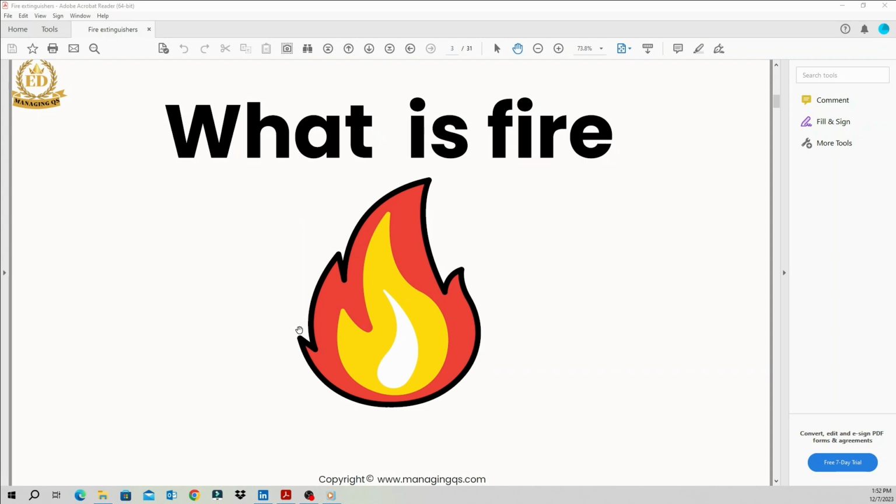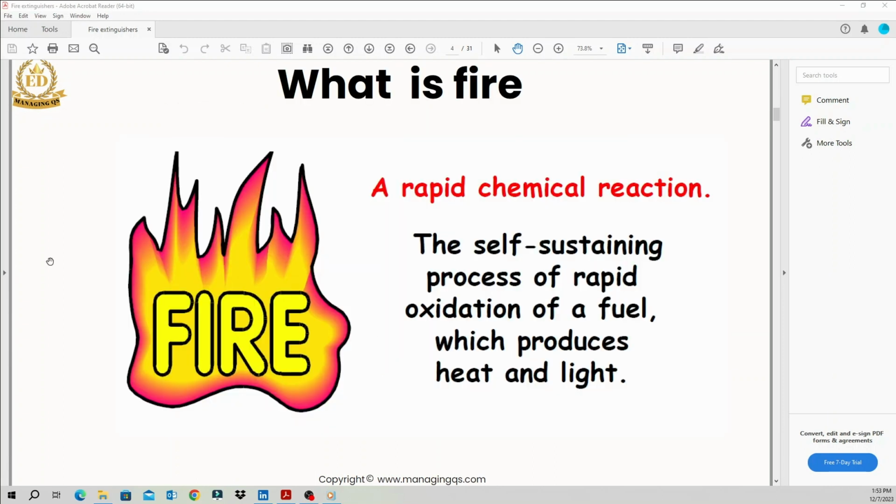Normally, firefighting means the main component of this firefighting system, and fire is the key element for this system. So we should understand what is fire. Fire means rapid oxidation of fuel. It produces heat and light. So we can easily understand this is the rapid oxidation of the fuel. Heat and light are the two main elements produced from the fire. Okay, just for the introduction.